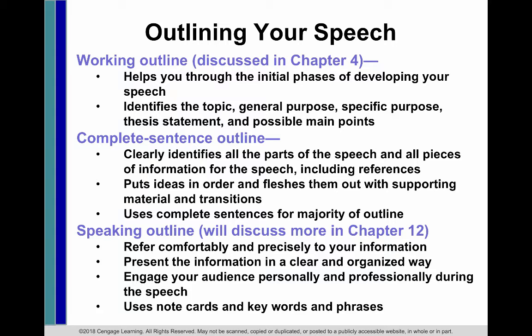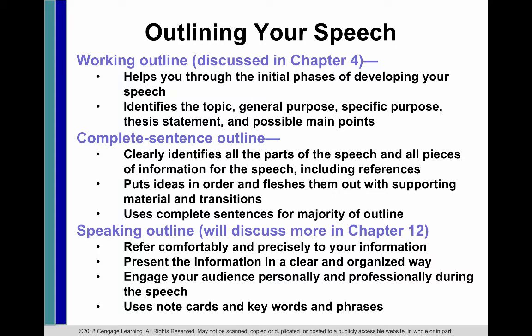The speaking outline, which is discussed here in the chapter, but I'm going to go into more detail about it in Chapter 12, is basically the same thing as speaking notes. These are the notes you create from the complete sentence outline in a way that you can refer comfortably and precisely to your information, present it in a clear and organized way, while still engaging your audience personally and professionally during the speech. You'll write this outline on note cards and use keywords and phrases instead of complete sentences. But as I said, I'll discuss that more in Chapter 12.